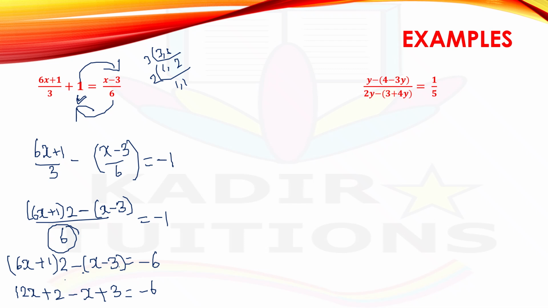Now segregate all the constant terms to the RHS and all the variable terms to the LHS. So what it is, 12x minus x, so it's going to be 11x, and here 2 and 3 is 5. So if it has been moved to the other side, it's going to be minus 5. So x equal to minus 6 minus 5 is minus 11, divided by this 11 will come to the denominator. So x equal to minus 1. So this is the answer for the first question.